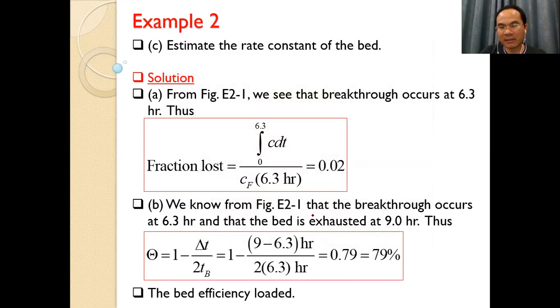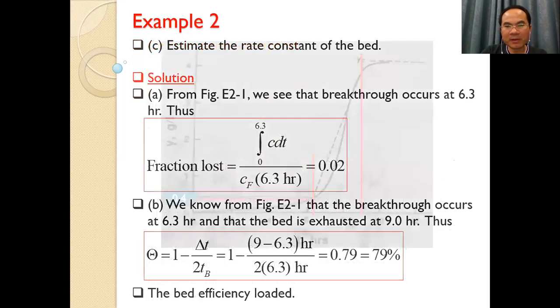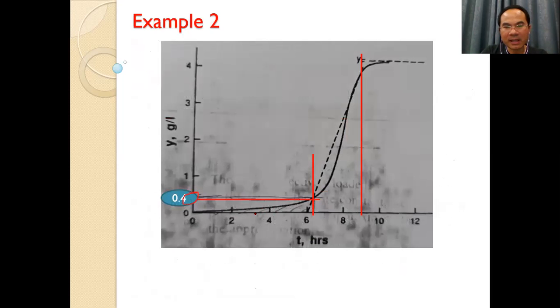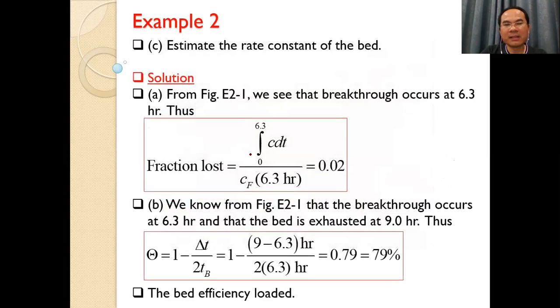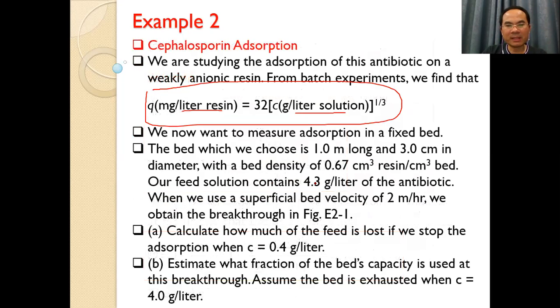You can integrate from 0 to 6.3. This curve, you get the area under the curve. That's right. Area under the curve of this, and then you divide this by the CF multiplied by TB, 6.3, you get 0.02, which is the fraction loss. And also the fraction B. Fraction B is estimated fraction of the bed capacity.